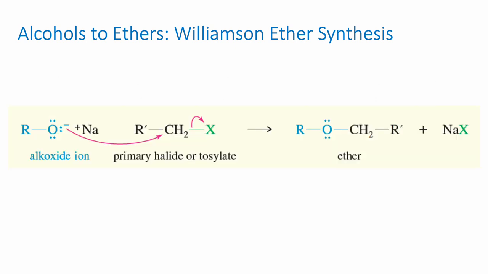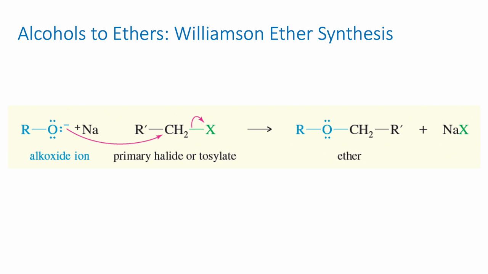So the first step in a Williamson ether synthesis is to remove the H, turn our alcohol from a weak nucleophile into a strong nucleophile. Once we have a strong nucleophile, then we add our electrophile. And remember, the best electrophiles for substitution reactions are alkyl halides, because those halogens are really good leaving groups. If we have a bromide or an iodide as a leaving group, those are really good electrophiles, and so they're very easily attacked by a strong nucleophile.